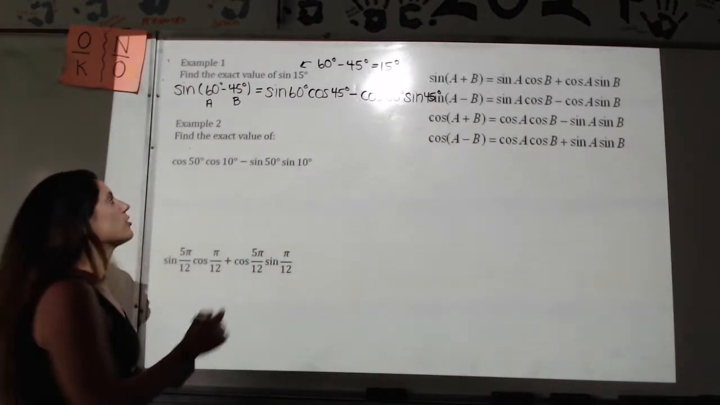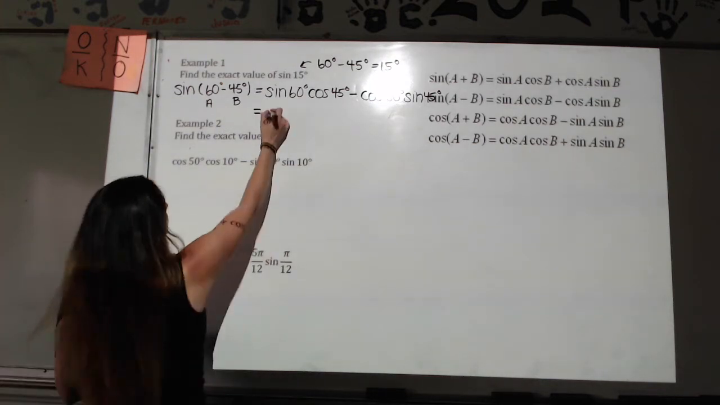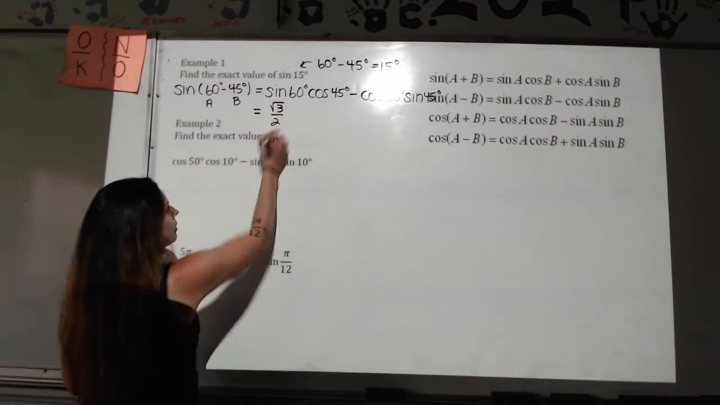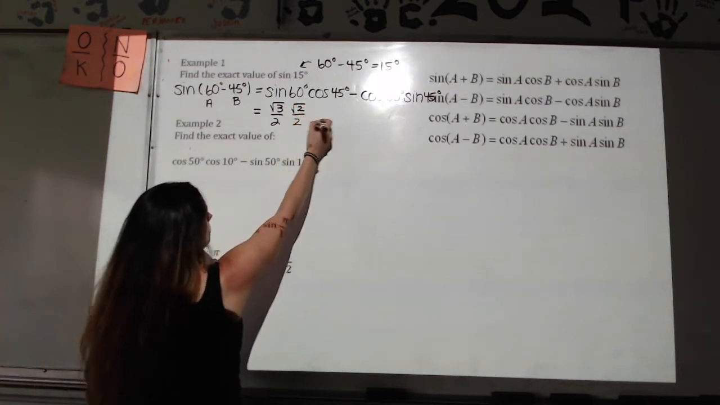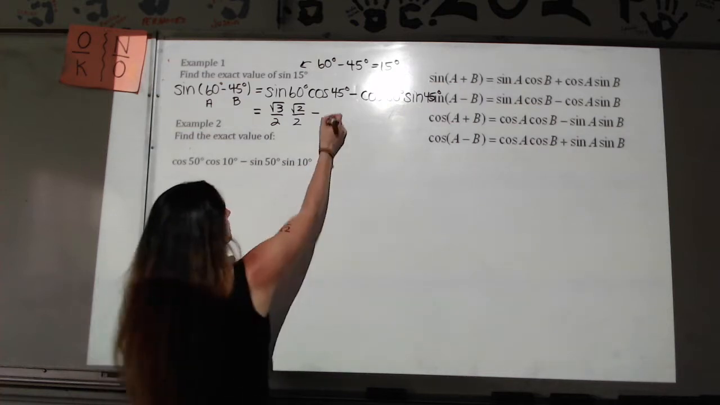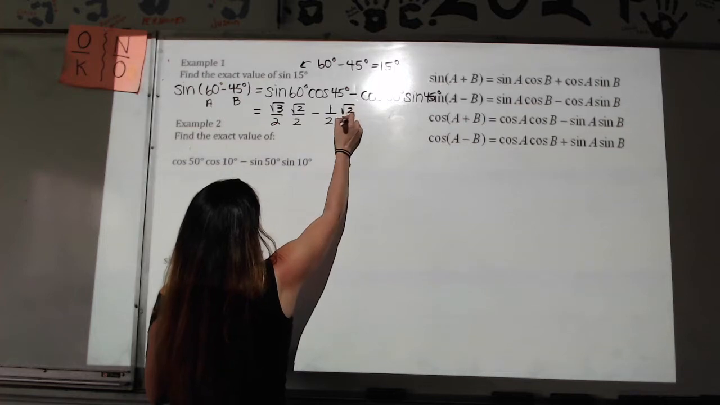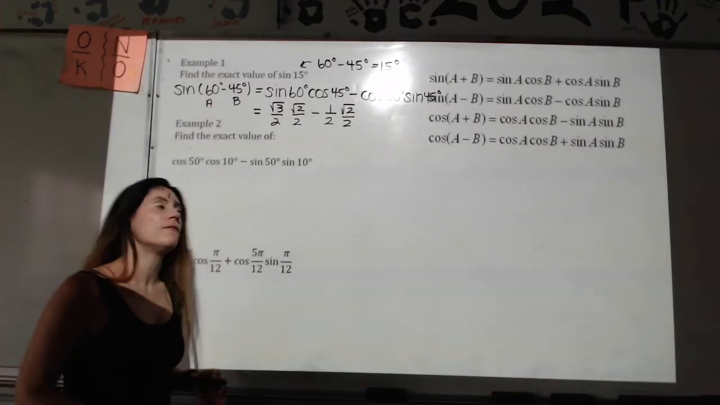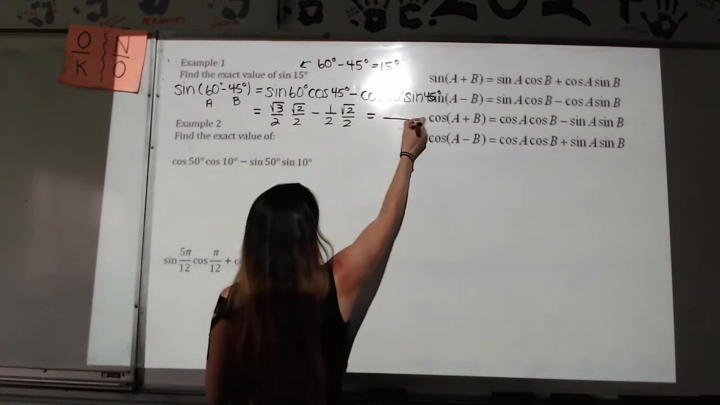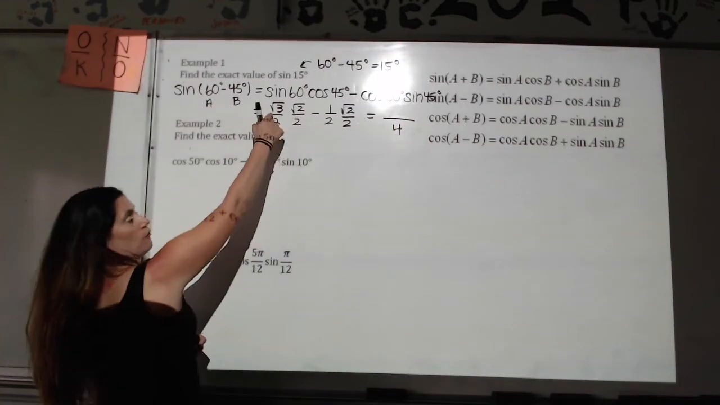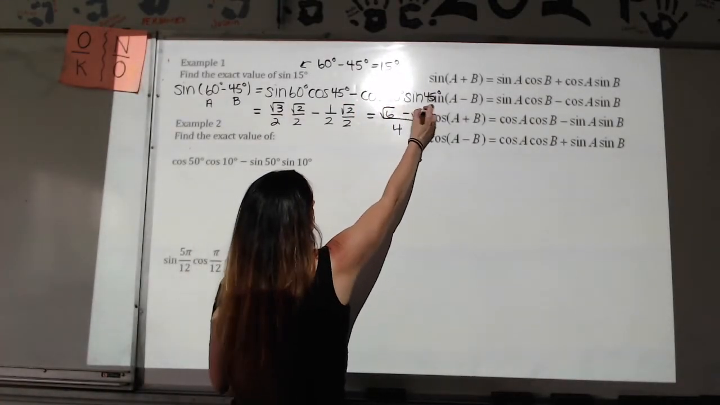And now those values are on the unit circle. So the sine of 60 degrees, you need to know, is radical 3 over 2 right off your unit circle. The cosine of 45 degrees is radical 2 over 2. Minus the cosine of 60 degrees is 1/2. And the sine of 45 degrees is radical 2 over 2. And all you'll do is simplify these using arithmetic. They're going to have a common denominator of 2 times 2, which is 4. Radical 3 times radical 2 is radical 6 minus radical 2.